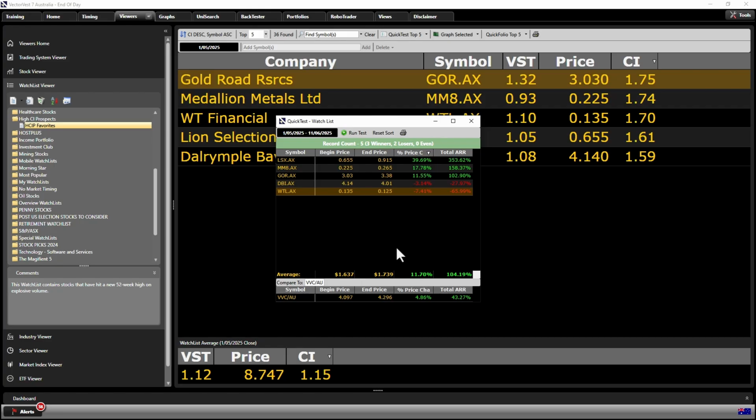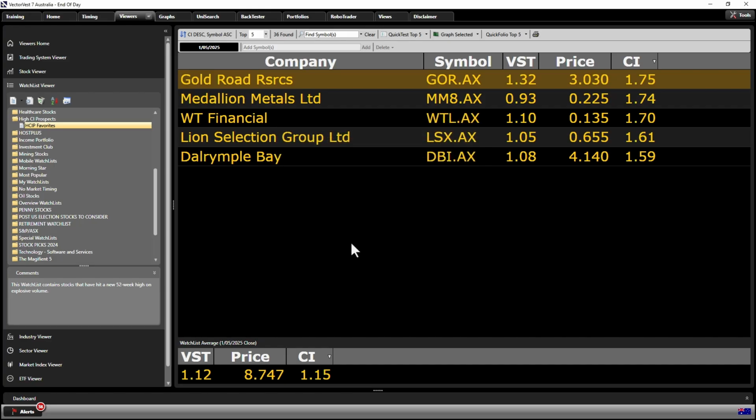So those stocks there have made 11.7% during that time period. So it's now not even the end of June yet. And so, just over a month, call it 5 or 6 weeks. Very, very impressive for that time period there. So that's the power of VectorVest.